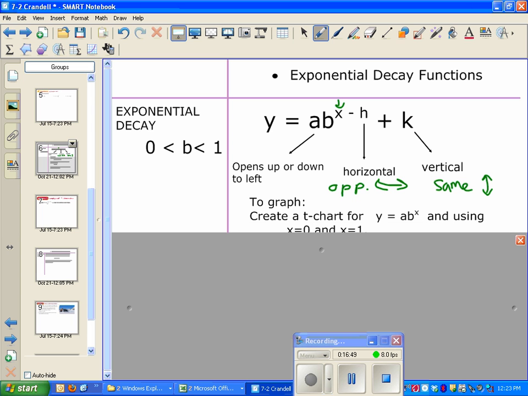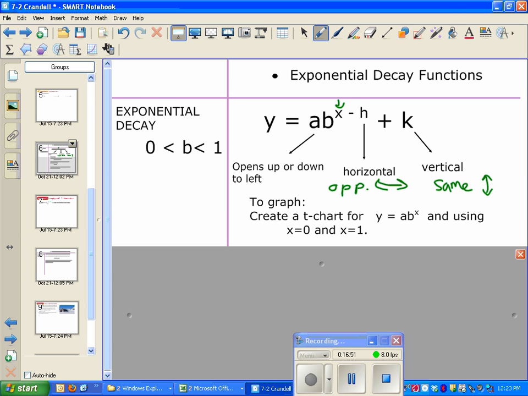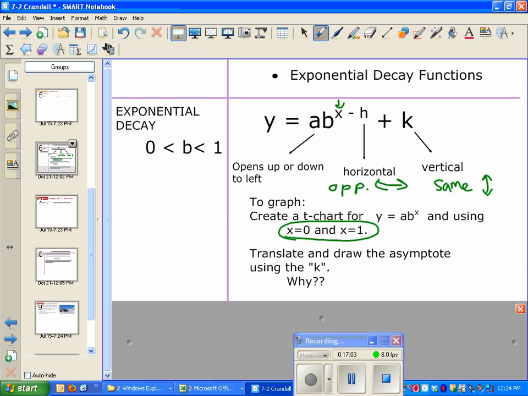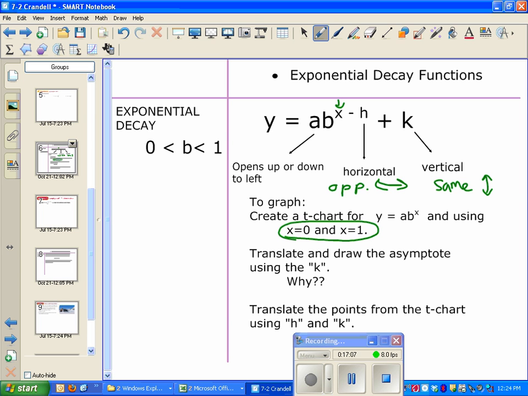And then to graph, we're going to do the same exact things we did yesterday. We're going to create a t-chart for x equals 0 and 1. So write this down, please, so you get full credit for tomorrow. And then we're going to translate using the asymptote k because it's going to shift everything up. And then we're going to translate the points from the t-chart using h and k. So if you're still writing this down, pause it, write it down, and then we'll do this example.